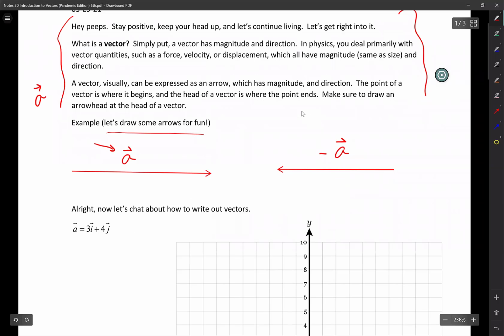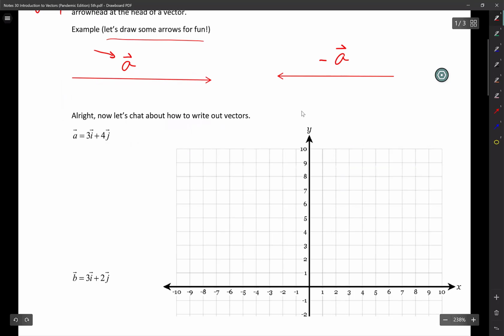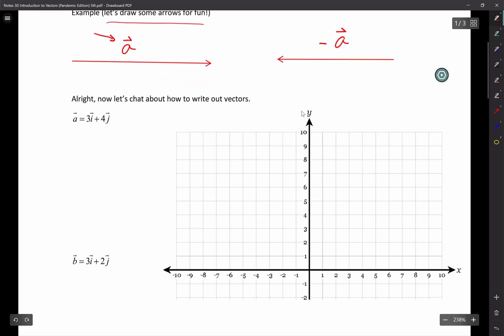If it isn't, no big deal. So now we're going to start plotting vectors, and relax, don't have a heart attack. Anytime you see this 3i and 4j, that 3i means in the x direction, and that 4j means in the y direction. And if we had another one called k, then that would be in the z direction.